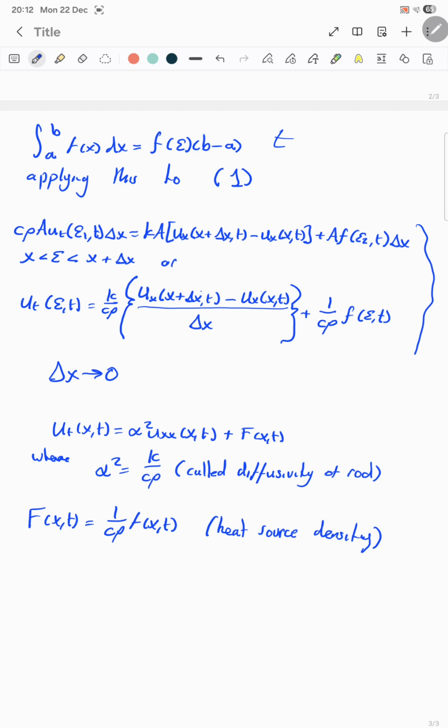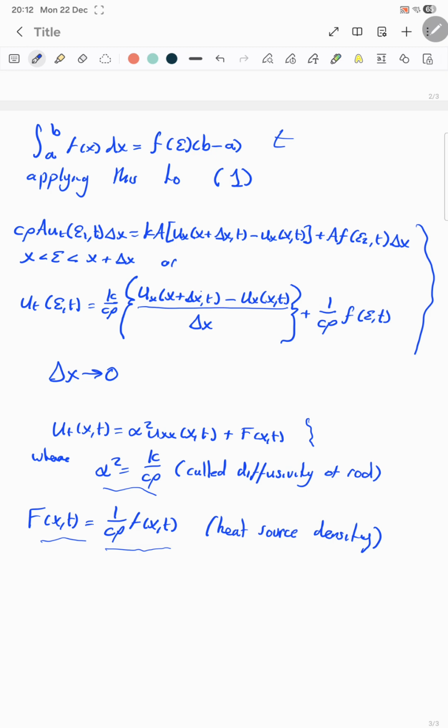So now as we take delta x to 0, we will get a derivative, which is of this form, where alpha squared equals k over c rho, called the diffusivity of the rod, and f of x, t equals 1 over c rho times F of x, t is the heat source density.